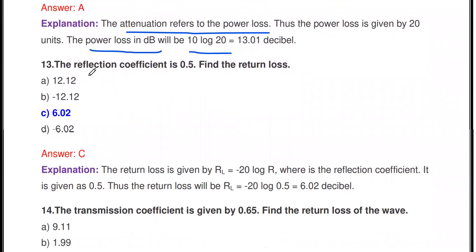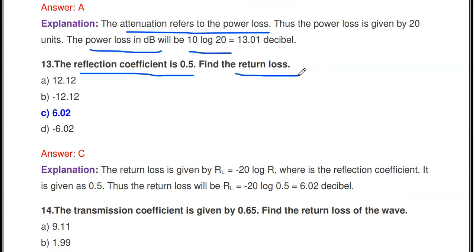Then the next thing, the reflection coefficient is 0.5. Find the return loss. Okay. So what is the relation between reflection coefficient and return loss? The return loss in dB is given by RL equal to minus 20 log of the reflection coefficient. If you convert the reflection coefficient into a decibel quantity, we will get the return loss. So return loss is equal to minus 20 log of R.